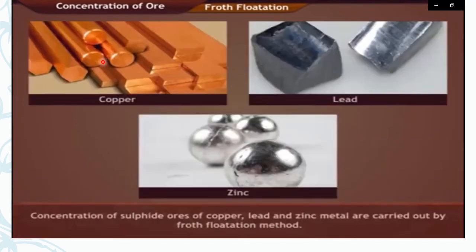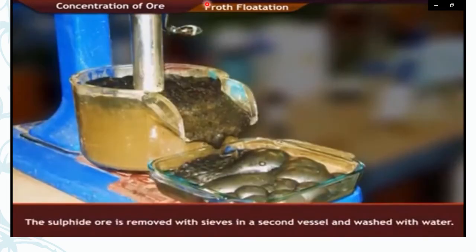See here, this is the copper concentration of the ore, flotation, copper. This is the lead. This is the zinc. The concentration of sulfide ores of copper, lead, and zinc metal are carried out by froth flotation method. Next, the sulfide ore is removed with sieves, put in a second vessel, and washed with water.